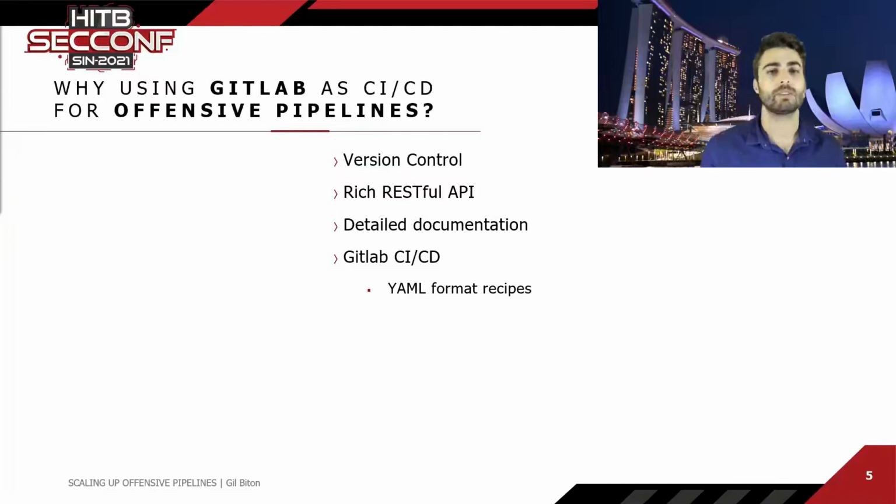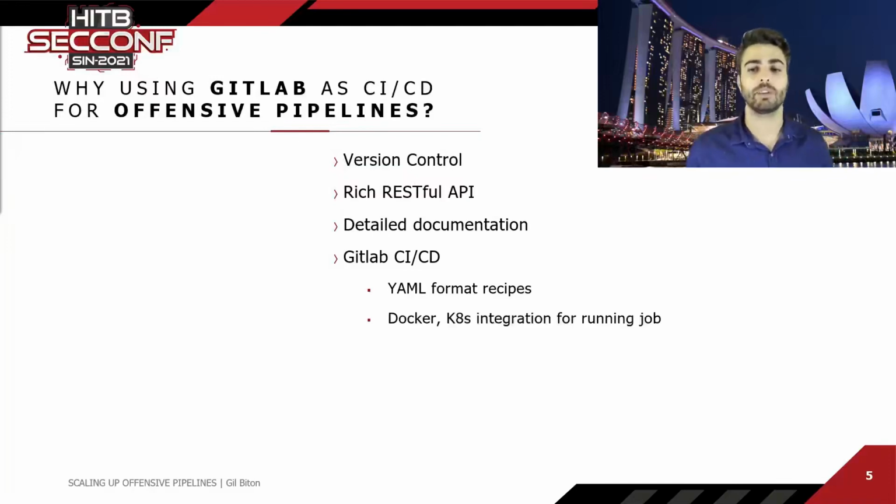The CI/CD also offers multiple integrations to different systems where you can execute your job recipes. For example, as part of the CI, you can use Kubernetes to execute your jobs on specific container images. You can do it on Docker, and you can do it on a single server, whether Linux or Windows. It's up to you.